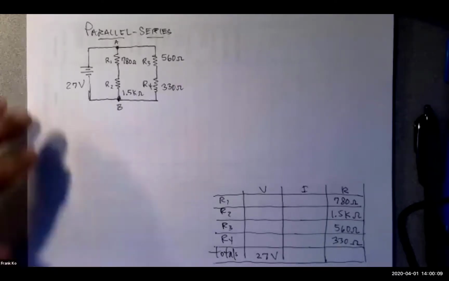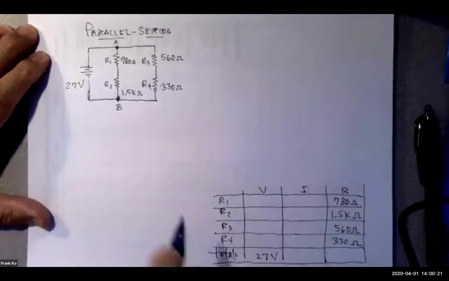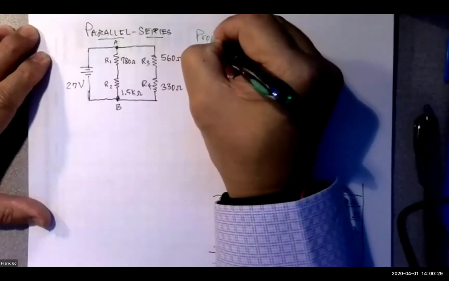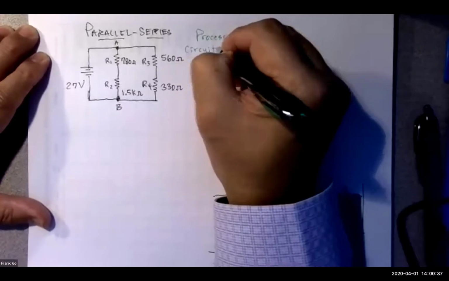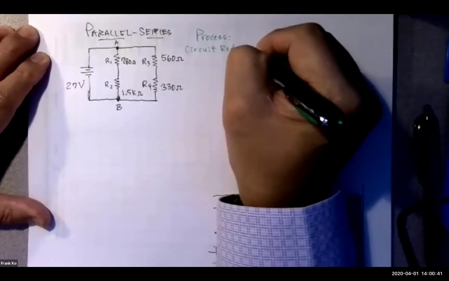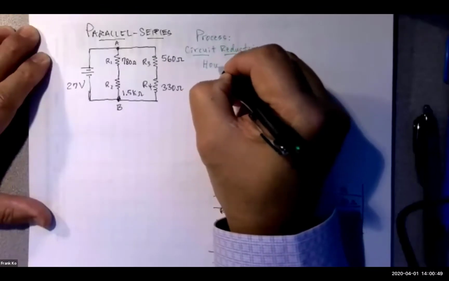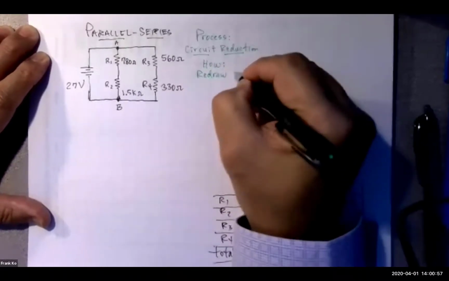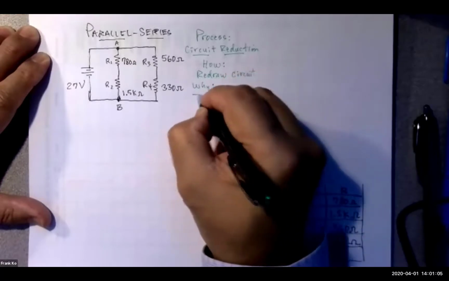All right. So how do we go about working this particular guy out? The process is called circuit reduction. That's the name of the process. The how is done by redrawing the circuit. The why is to simplify.